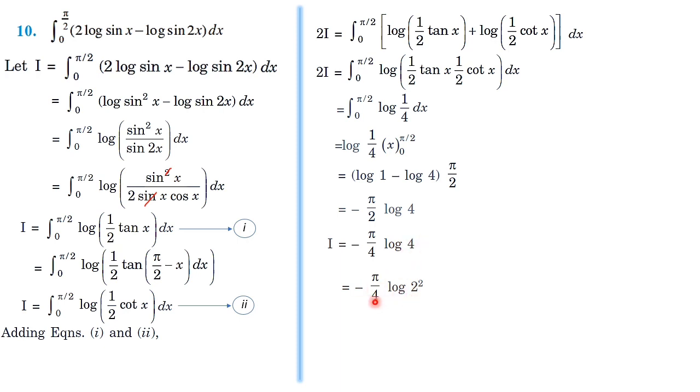We can write 4 as 2 square. So minus pi by 4 log 2 square. Here you can see log m power n means n log m will come. That means 2 will come here, along with the pi. So minus 2 pi log 2 by 4, that is the answer. 2 pi divided by 4 into log 2. 2 and 4 we can cancel. Then it will come as minus pi by 2 log 2. So this is the final answer.